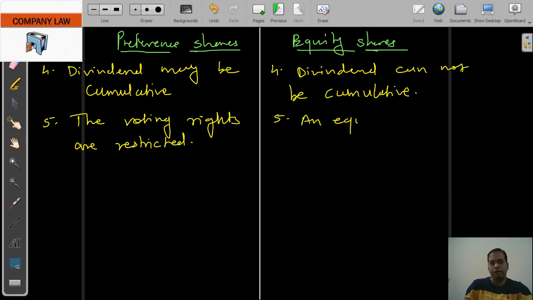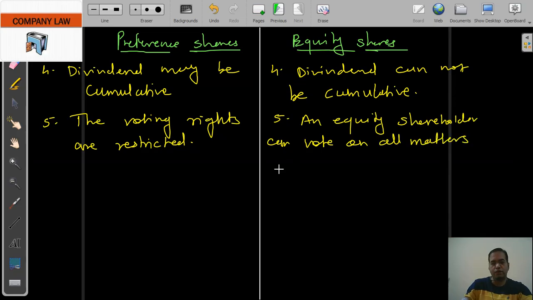An equity shareholder can vote on all matters affecting the company. Okay, so voting rights are restricted. This is one of the biggest benefits available to the equity shareholders. Equity shareholders can vote on all matters affecting the company.